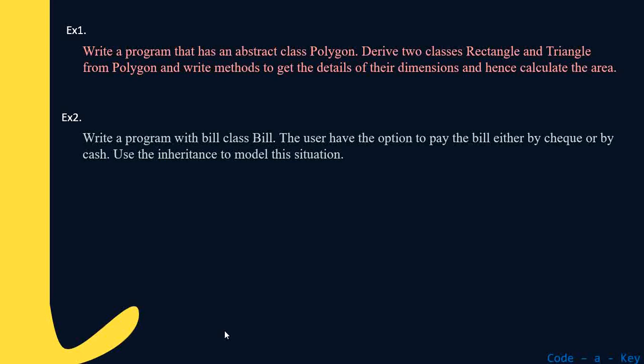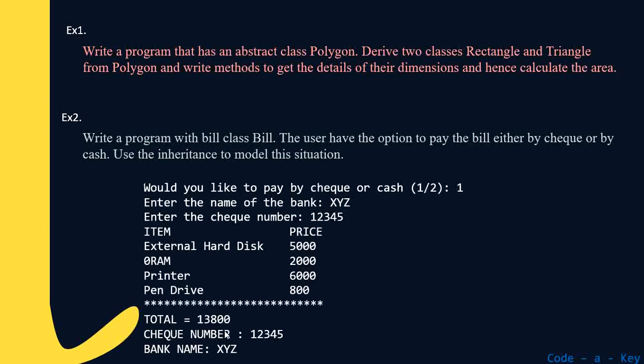Think about the OOP concept. Use inheritance for it. We are going to write a program with a Bill class. The user has the option to pay the bill either by check or by cash, and you're going to use the inheritance concept for this particular situation. Think about it, but the output should look like this. You should ask the user whether they want to pay using cash or by check, input 1 or 2. Then if the user chooses check, you enter the name of the bank, enter the check number, calculate the bill and give the total.